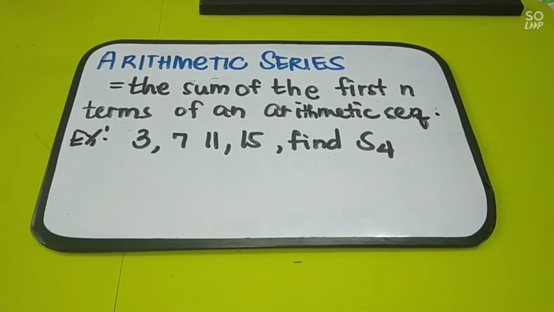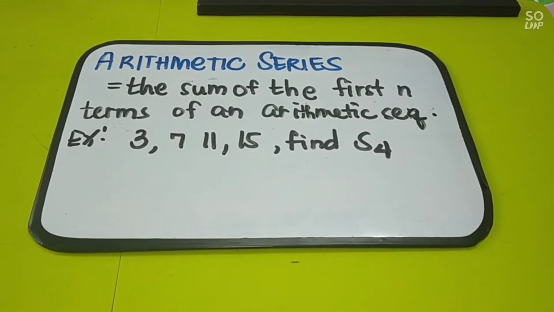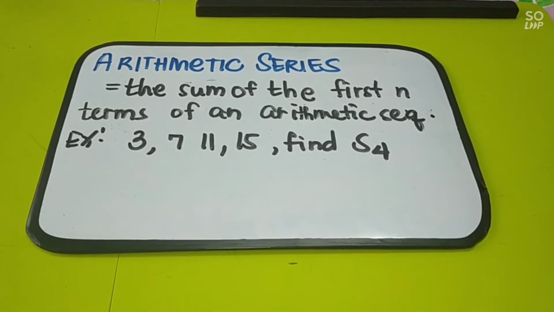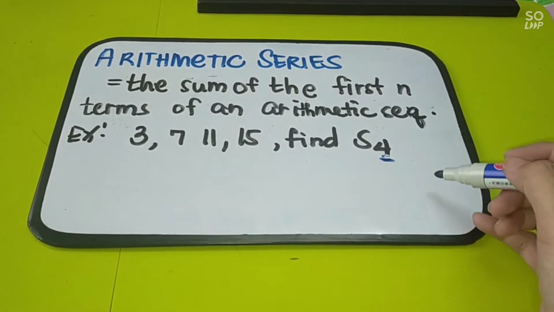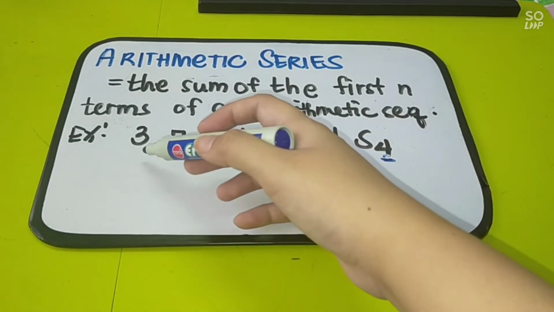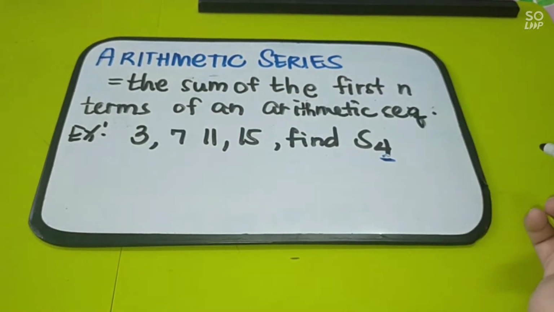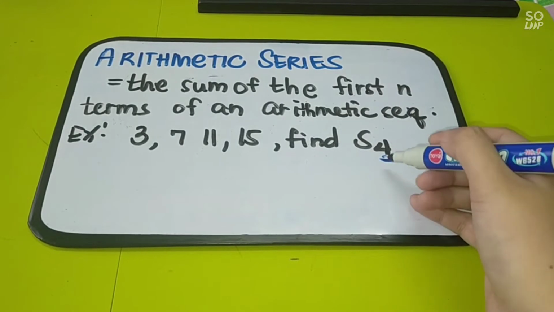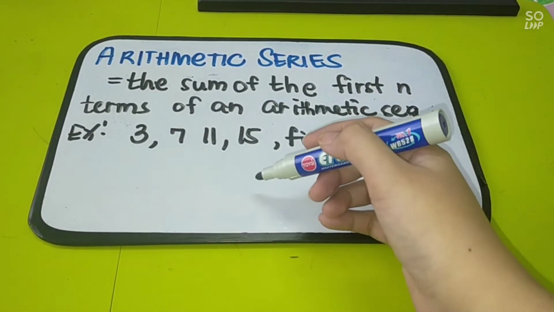S sub 4 means the sum of the first 4 terms. Why 4 terms? Because it is S sub 4. If it is S sub 3, it is the sum of the first 3 terms only. If it is S sub 2, it is the sum of the first 2 terms only. That's all. So, since it is S sub 4, all these 4 terms, we add them.